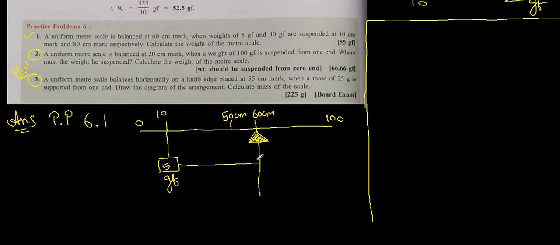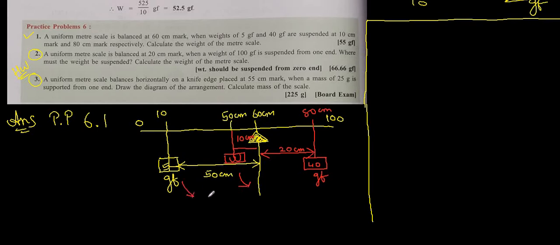Then you have to find out the distance between this one and this one. So it is 50 centimeter. So from here, this will be W. From here to here, it is 10 centimeter. Now another weight is suspended at the 80 centimeter mark, and there is another suspension of 40 GF. The distance between this one and this one is 20 centimeter. Now this one is going in this direction, that means it is anti-clockwise, and this one is moving in this direction, so it is clockwise.